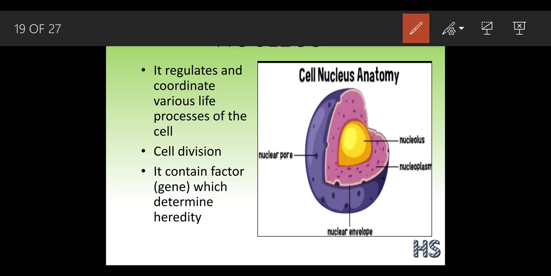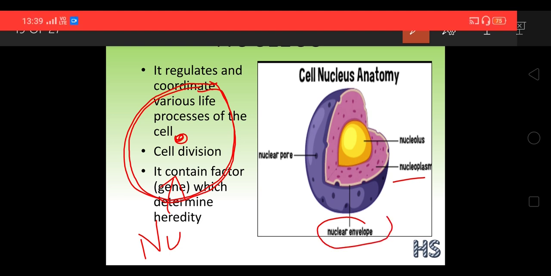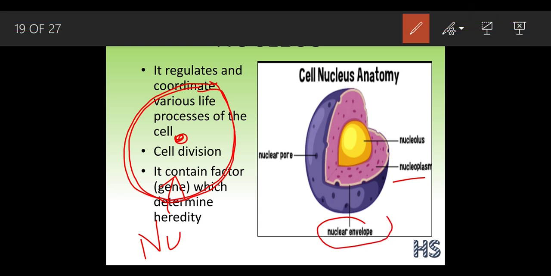If you look at the structure of a proper nucleus, suppose I zoom in on this nucleus, there is one more nucleus inside, which we call the nucleolus. The space present inside the nucleus is called nucleoplasm. We have studied this part. This is the nucleolus. There is an outer cover which helps the nucleus get protected. It is called the nuclear envelope, or we can also call it the nuclear membrane.